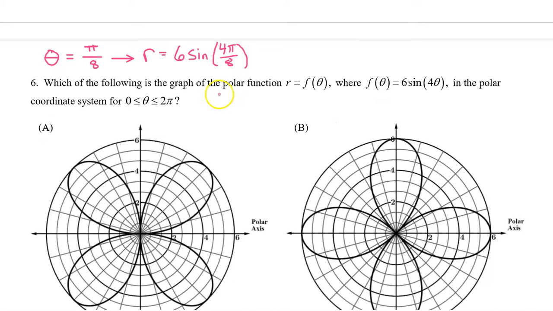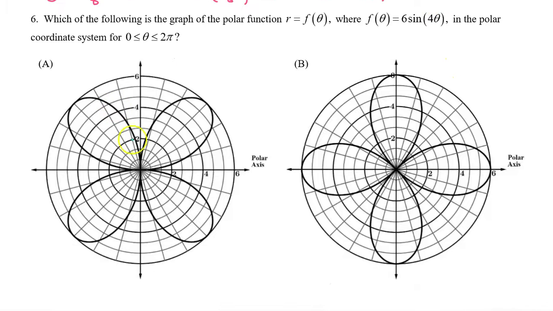You could also solve this problem using a test value. For example, if you let theta equal pi over 8, then 4 times pi over 8 is 4 pi over 8, and you get r equals 6 times the sine of 4 pi over 8. In other words, r is equal to 6 sine pi over 2. The sine of pi over 2 is 1. So when theta is equal to pi over 8, the r value should equal 6.